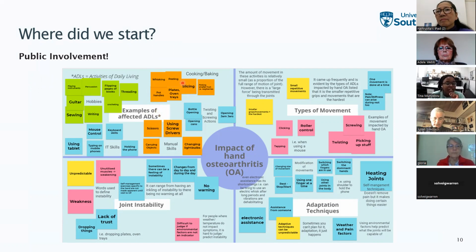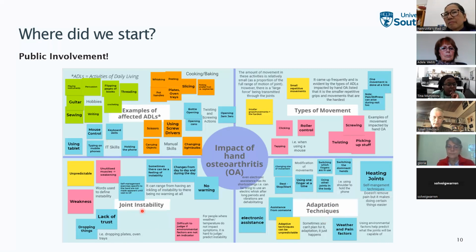So things like cooking and baking, hobbies, like the smaller movements like sewing and writing, threading, flipping pages in a book, even IT skills, because one of the things they say is if you can't write, you can type on a computer, but even stuff like that could be difficult with the repetitive motion. So we talked about how you can adapt. So it could be heating the joints, changing the motion, resting in between activities, stuff like this.